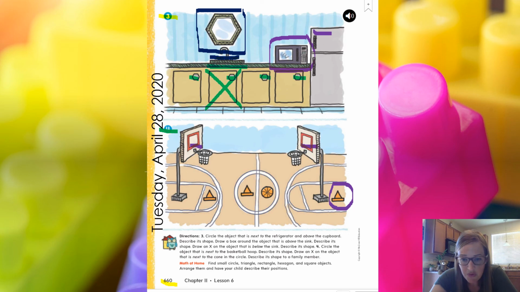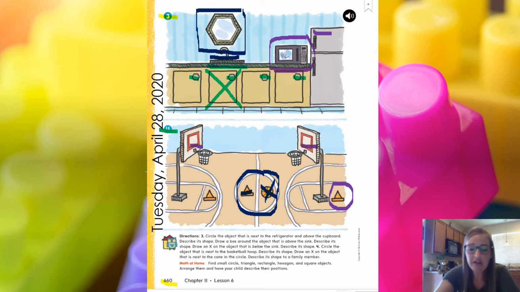All right, keep on moving. Let's see. What else do we got to do? It says draw an X on the object that is next to the cone in the circle. Well, here's a cone, and it is in the circle, but what is next to it? You're right, it's a basketball. You are going to put an X on it, and it's in the shape of a circle. Phew, you did it.